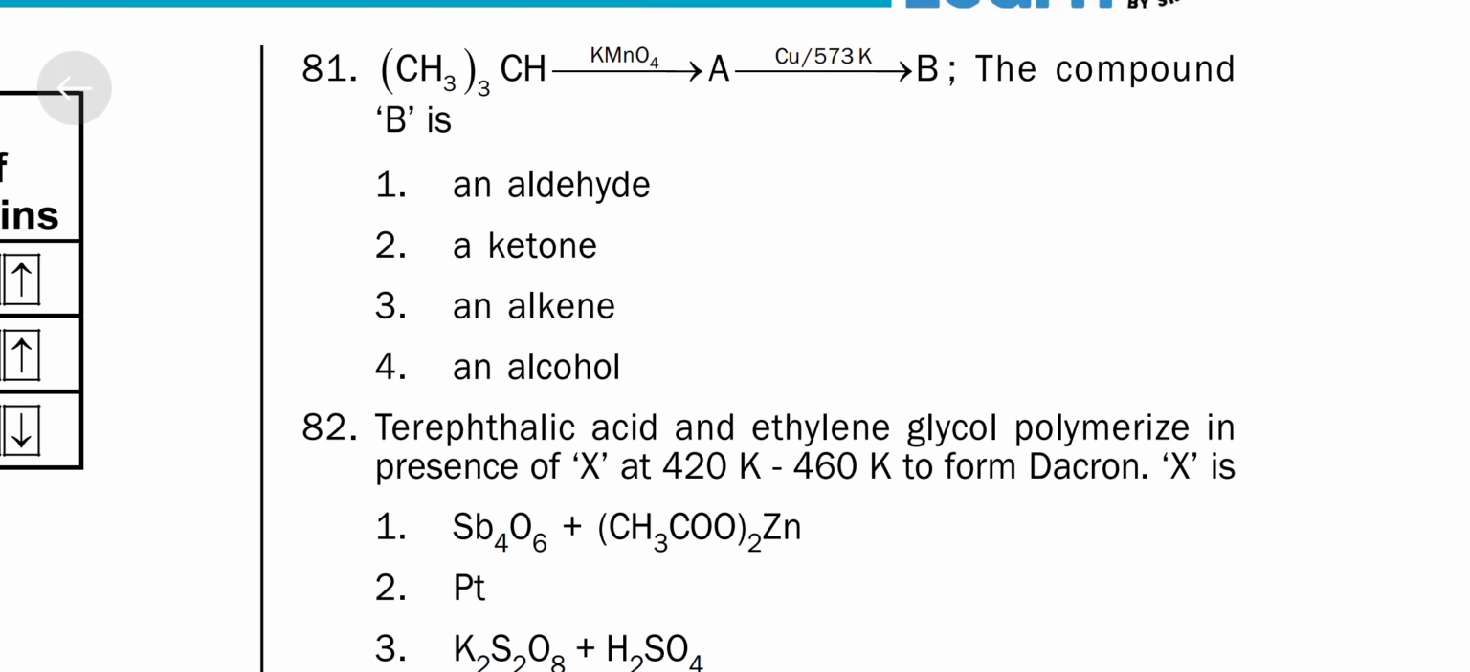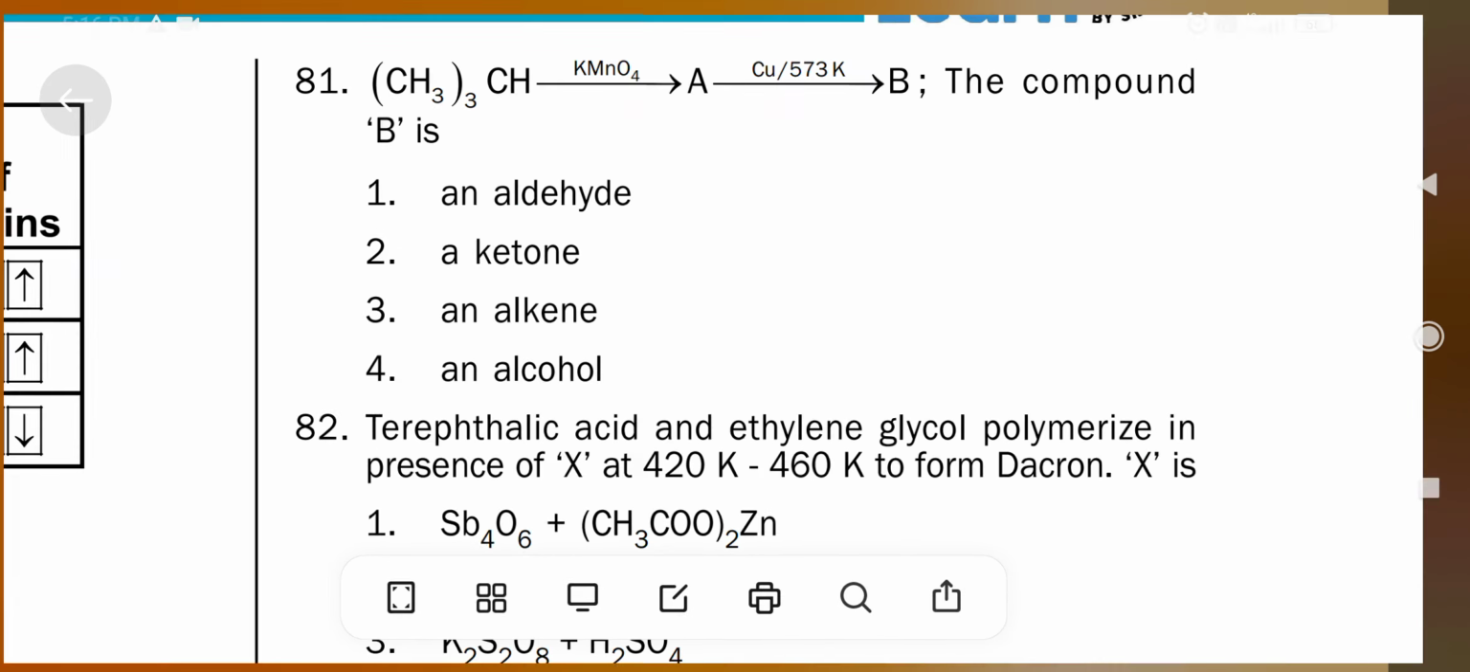(CH3)3CH with KMnO4. Tertiary alkanes are very special. Tertiary alkanes with KMnO4 give you tertiary alcohol. Tertiary alcohol with copper at 573 K will give you alkene. See, (CH3)3CH will become (CH3)3COH. This will be giving you CH3-C(CH3)=CH2 alkene.